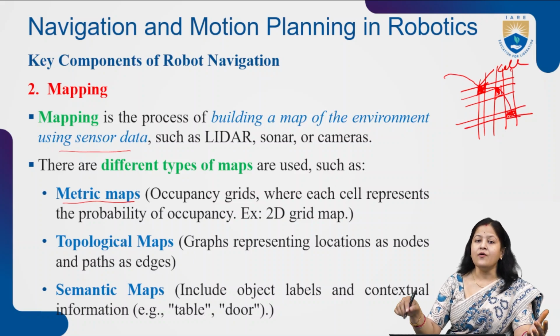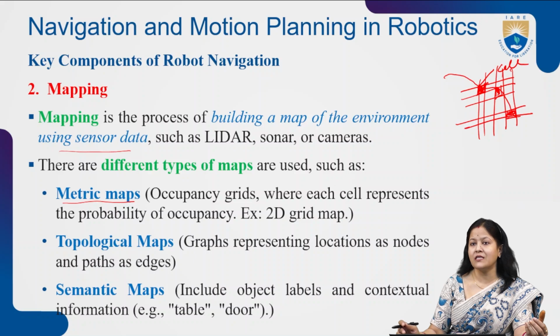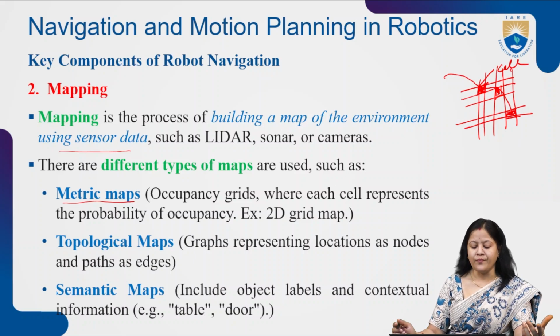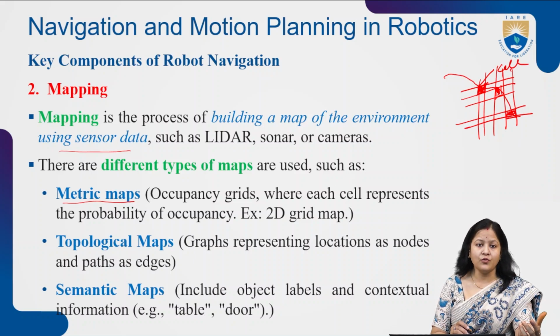First it will try to find out where the free space is. It is not only a single path or a single free space; many free spaces should be there in the 2D map. Then it has to find out which path gives the shortest distance from the initial location to the destination location. This is the way it can explore. That is why metric maps are used.